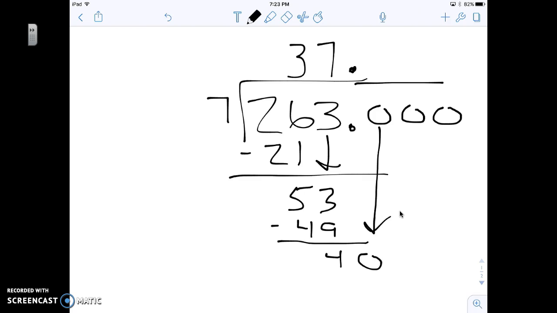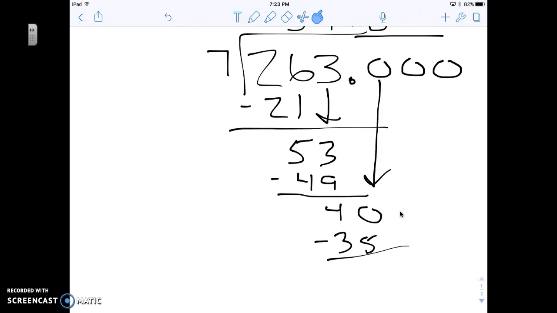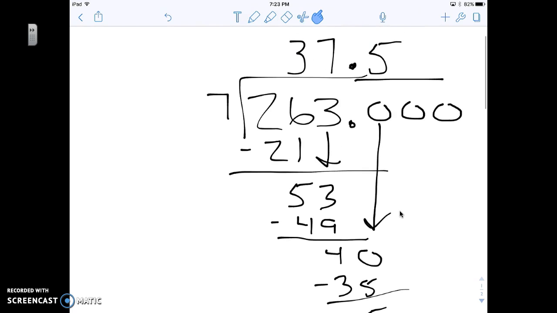4 now becomes 40. 7 goes into 40 5 times. Make sure you keep your numbers above the place value that you're working with. 7 times 5 is 35. Subtract. 40 minus 35 is 5. Still have a remainder. We are only to the nearest 10th place. The 5 is in the 10th place. So we need to keep going.